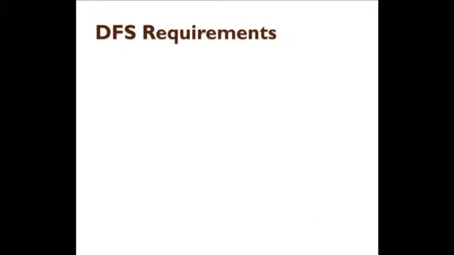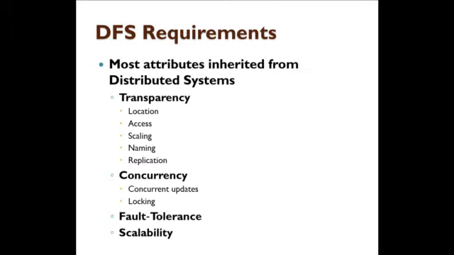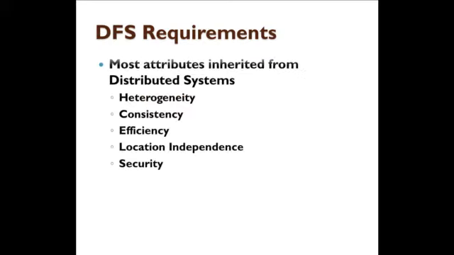These are the distributed file system requirements. First, transparency, concurrency, fault tolerance, and scalability. The most common attributes inherited by distributed systems are heterogeneity, consistency, efficiency, location independence, and security.